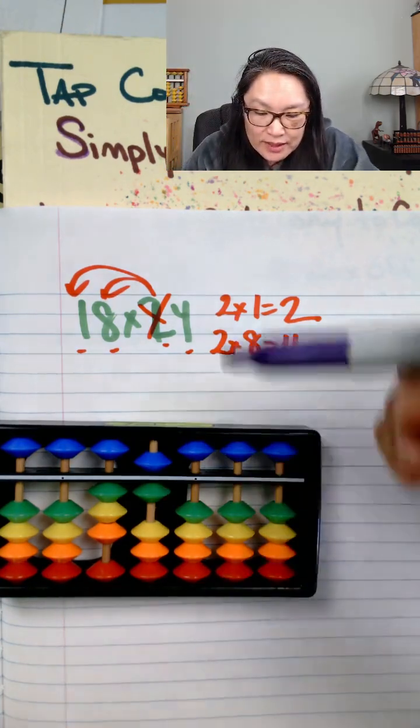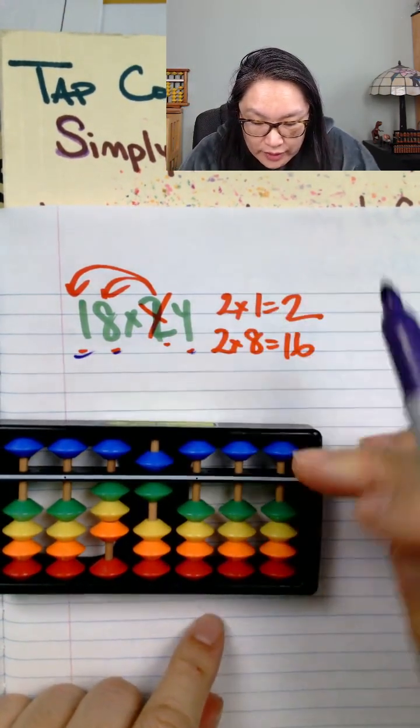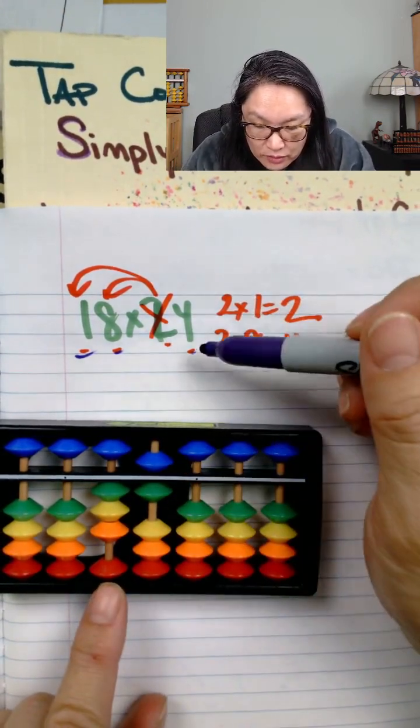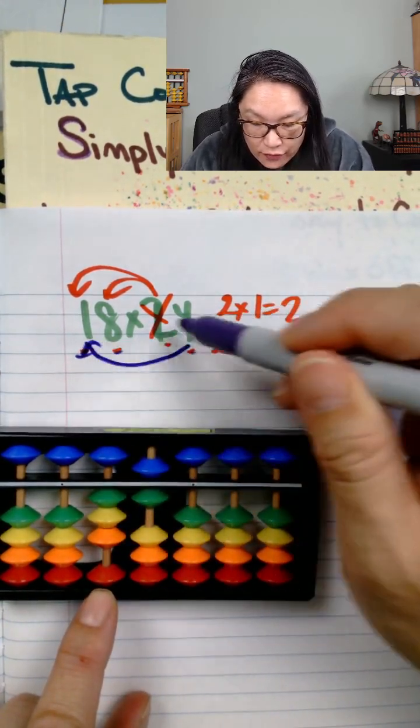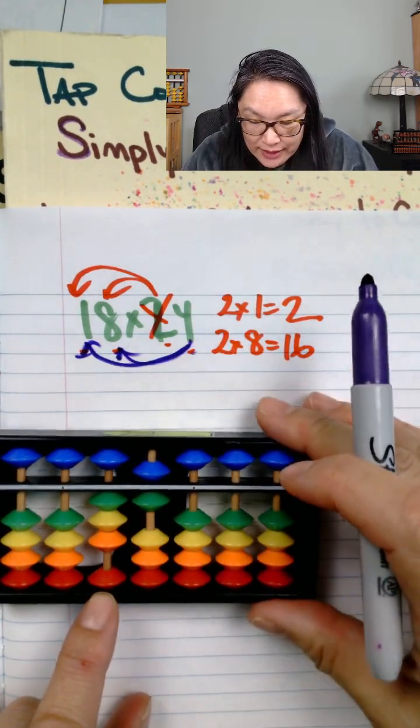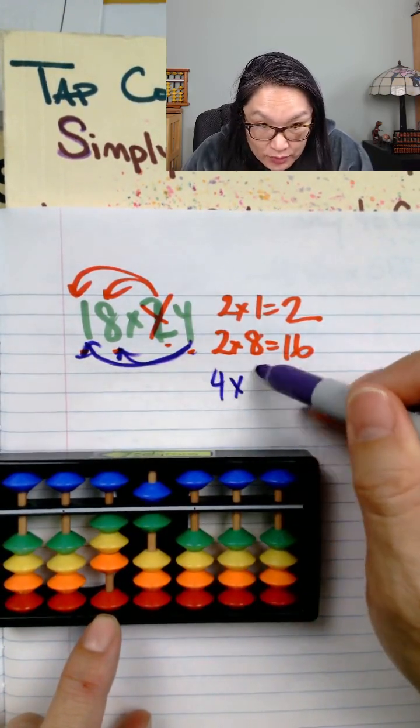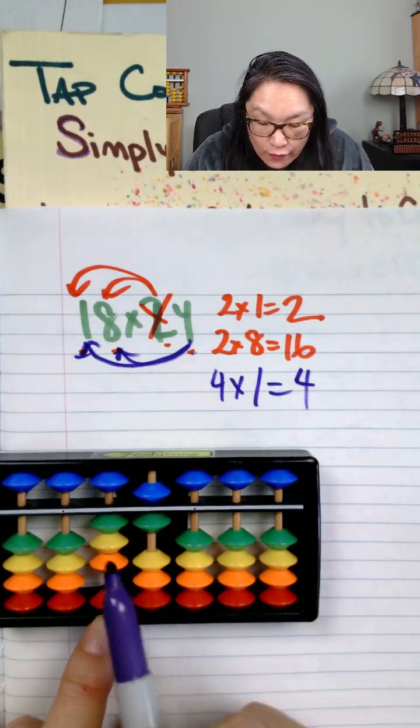I have to reassess my number. 1, 2, 3. So I'm going to start at my hundreds. Okay? And then after that, I do it like this. 4 times 1, 4 times 8. So I'm going to do 4 times 1 is equal to 4. 4 is a single digit.